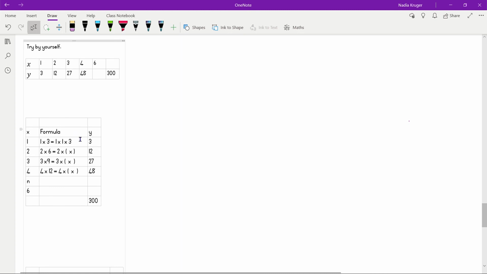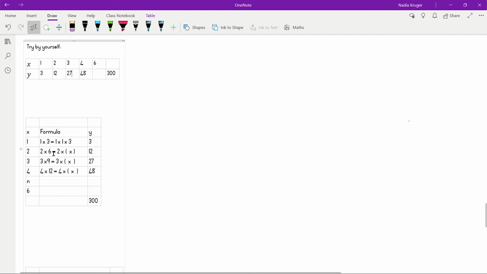So take the information that you have already, 1, 2, 3, and 4. We have to multiply with something, okay? We don't know what it is yet. So let's take our answers that we have so far, the 3, the 12, the 27, and the 48, because we can see that 1 times 3 is 3, and 2 times 6 is 12. 3 times 9 is 27. So yes, there's not a relationship between the y's, but there is a relationship between the x and the y.